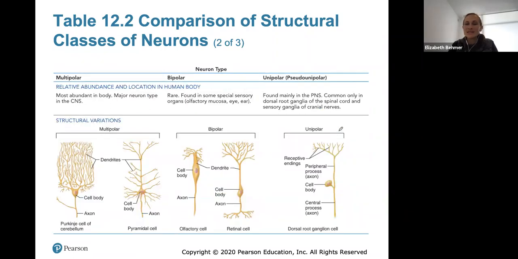The relative abundance and location in the body. So again, the multipolar is the most abundant. It's the major type in the central nervous system. We'll find bipolar neurons in special sensory organs like olfactory mucosa, the eye and the ear. And then we'll find unipolar neurons in the peripheral nervous system, common only in the dorsal root ganglia of the spinal cord and sensory ganglia of spinal nerves.